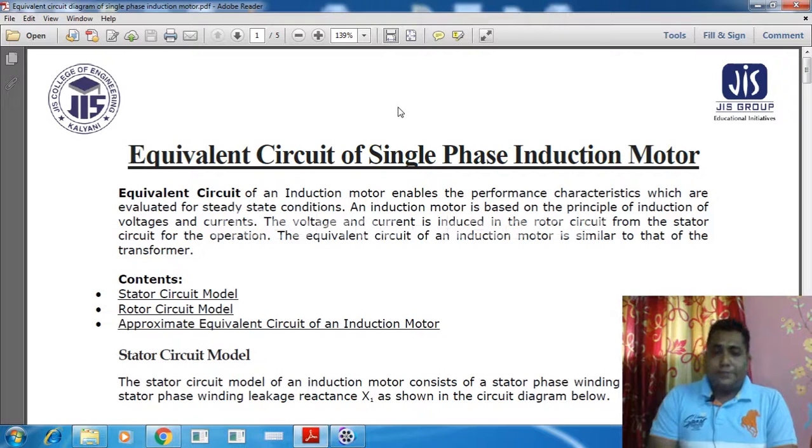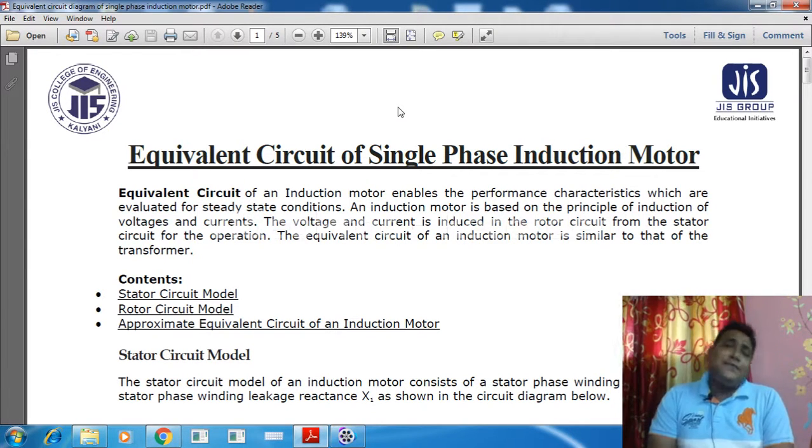Welcome to my class. As you can see, today's topic is the equivalent circuit of a single phase induction motor. First we will see in this module the equivalent circuit of the stator circuit and the rotor circuit, then how we can combine them into the approximated equivalent circuit diagram. So let us start.